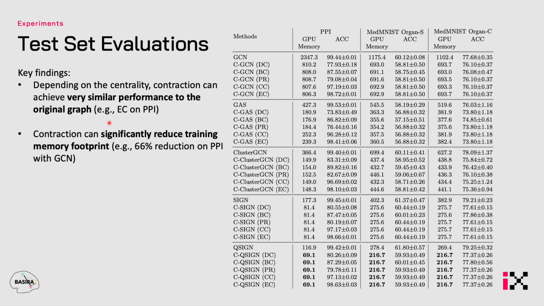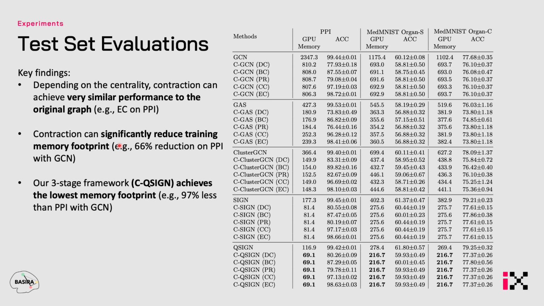Secondly, we can see that our contraction method can significantly reduce the training memory footprint across all benchmark models. For example, using contraction on GCN, so we have GCN and CGCN here, which stands for the constructed GCN, we can see a reduction of up to 66% in terms of memory usage on PPI on GCN with the PPI dataset.